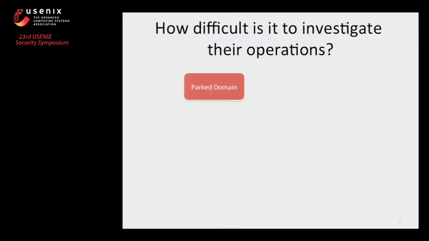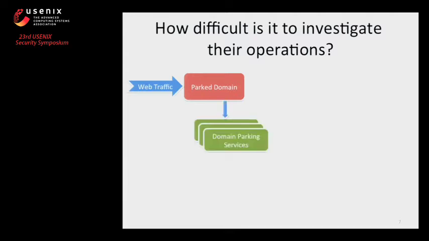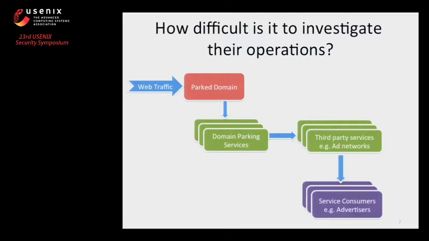So you have a parked domain. You have a visit to your parked domain. When you park it, you redirect the traffic to a domain parking service. This domain parking service chooses to monetize it through a number of third-party services. And ultimately, the visit will end up at a consumer, like an advertiser, a traffic buyer, or a brand name. So the question is, if you were a domain owner, how can you actually know that the revenue is honestly being reported to you?